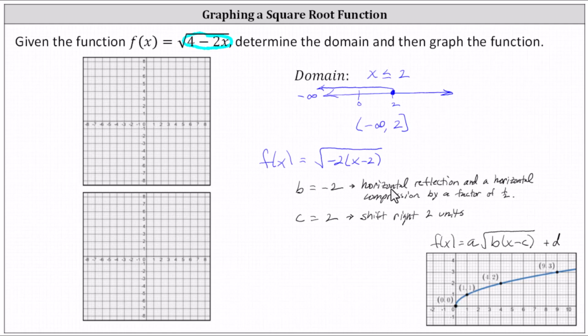For the horizontal reflection and a horizontal compression by a factor of 1/2, we'll multiply the x values by negative 1/2. The negative will give us the reflection, and the 1/2 will give us the compression by a factor of 1/2. And again, this affects the x values, not the y values. So starting at the point 0, 0, negative 1/2 times 0 is still 0. The corresponding point on the new function is still 0, 0. For the point 1, 1, the corresponding point is negative 1/2 times 1, 1, or negative 1/2, 1, which is here.